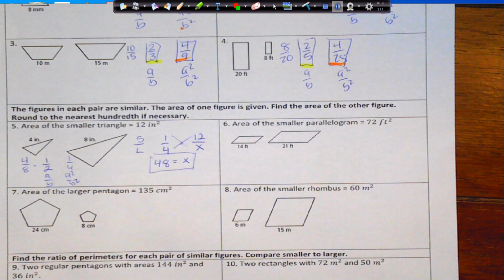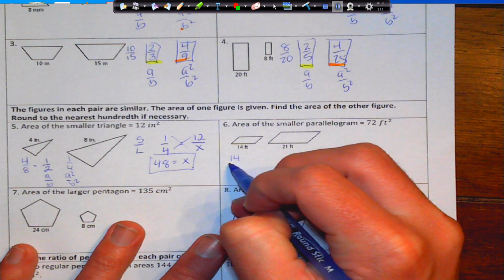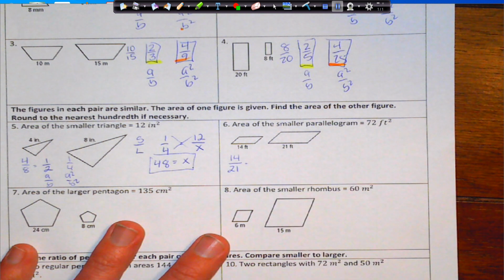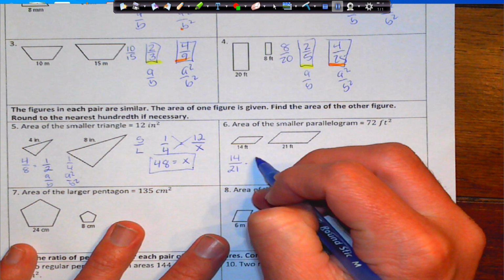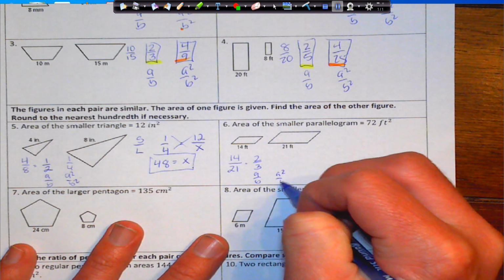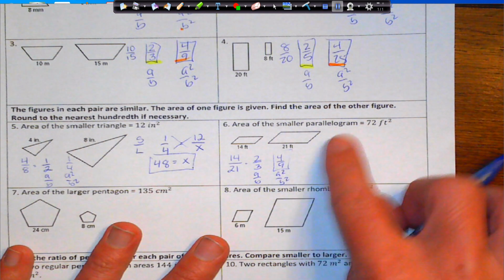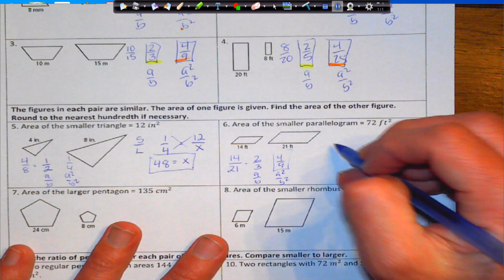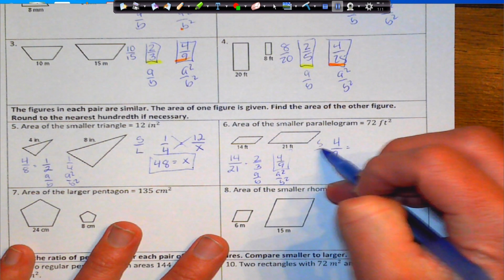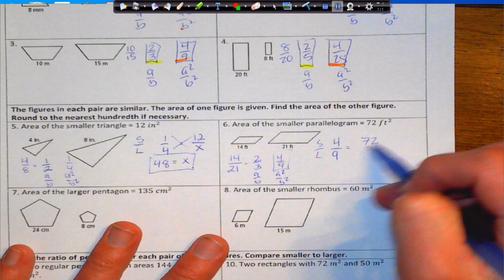Same thing over here, area the smaller to the larger. So first I'm going to take the small over the large, and I'm going to reduce this. 14 and 21 both go by 7, so that's going to be 2/3, so that's my a to b. I'm going to get my a squared to b squared is going to be 4/9. So I'm going to use that to help me solve this. So 4 to 9 is the ratio of small to large. I have 72, which is the smaller area, over the large.